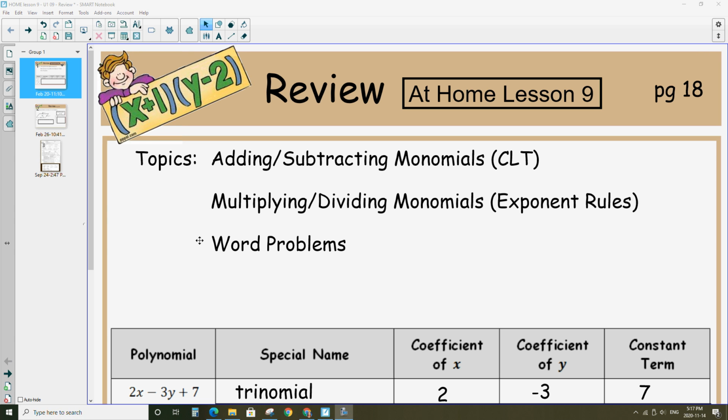And then there's going to be a big focus on word problems. So make sure that when you're getting ready for the algebra section of your quiz that you go back and look over lessons 7 and 8 at home because they were focusing on a lot of the different word problems.